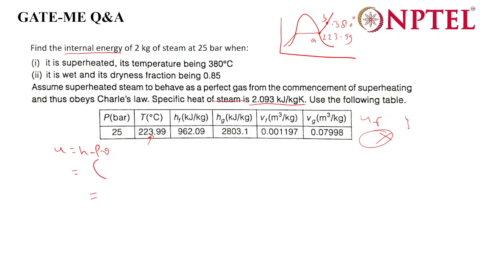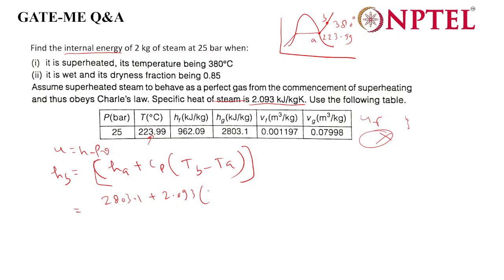So you first have to find the enthalpy at B. This way we will write HB. What would it be? It would be HA plus Cp into (Tb minus Ta). Now it is correct, right? So HA is 2803.1 plus 2.093 into (380 minus 223.99). So something would be coming.